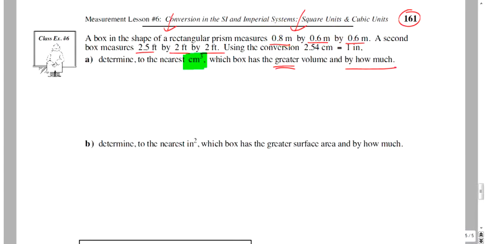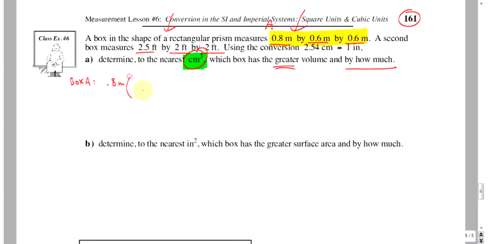So let's call this one box A. Okay? The metric one. I want to convert this one to cubic centimeters. So do I want to multiply those three dimensions in meters, or do I want to do something first? Jolene? Convert first. Okay, so 0.8 meters.